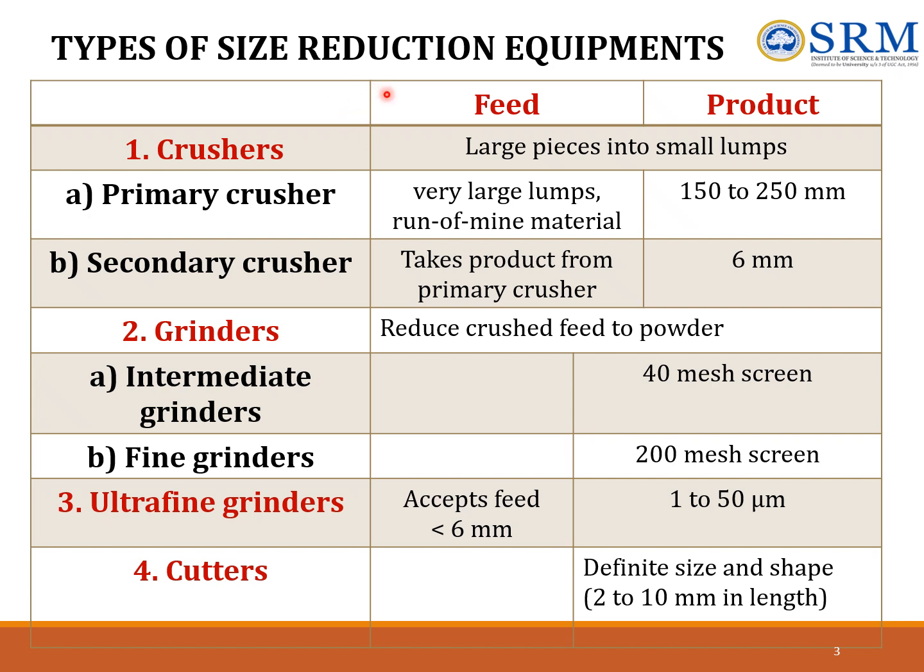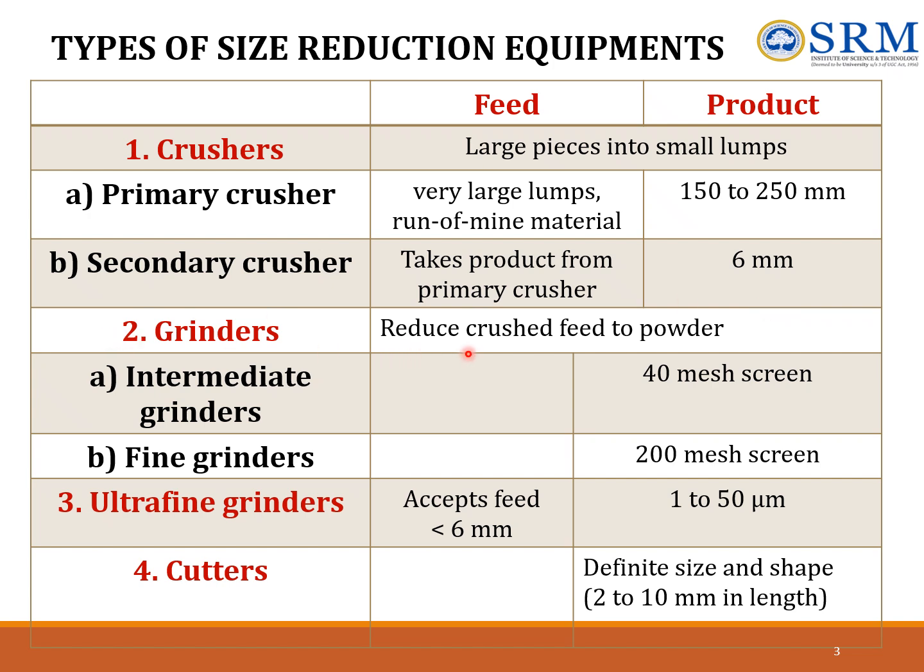Coming to the types of size reduction equipment like crushers, what is the feed to be fed in and what is the size of the product which you can expect. For crushers, you have to feed large pieces of solids and they will be broken into small lumps. It is classified as primary crusher and secondary crusher. In the primary crusher, very large lumps of mine material or recovery material will be added and crushed to a product of 150 to 250 mm. The secondary crusher takes the product of the primary crusher and gives a product size of 6 mm.